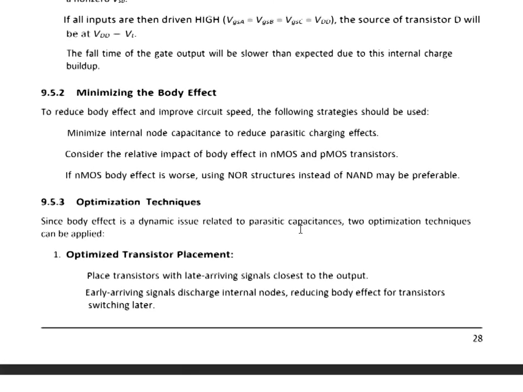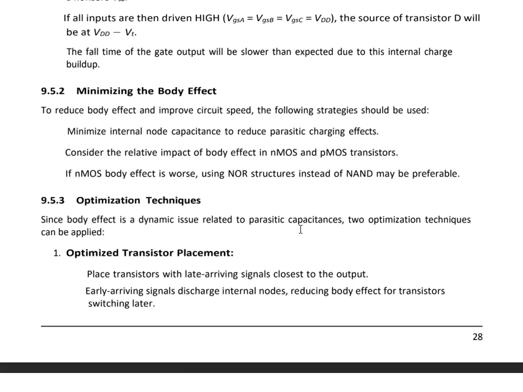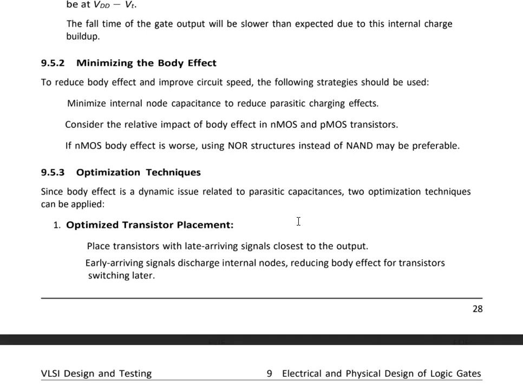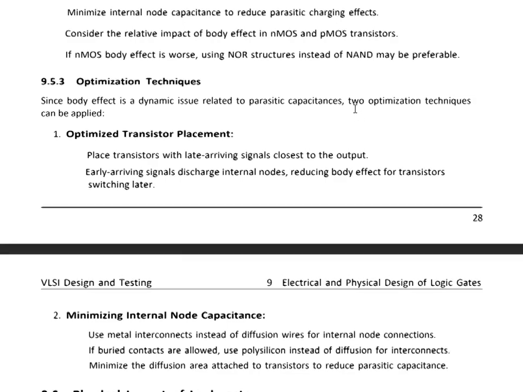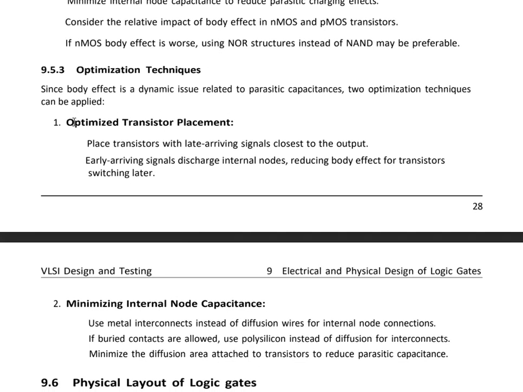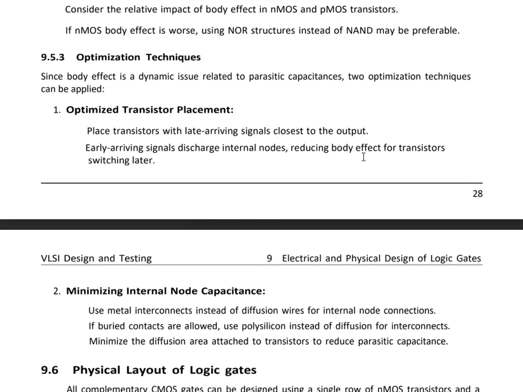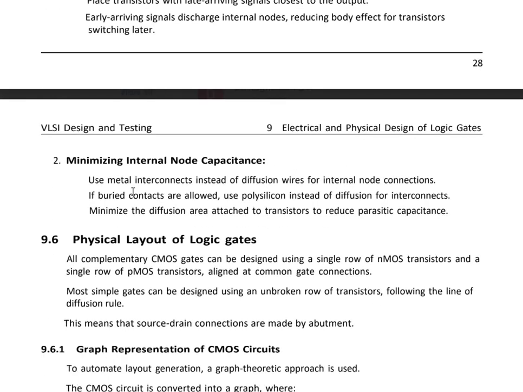So minimizing the body effect is very important, that is minimizing the internal load capacitance and also reducing the parasitic charge effect. If the NMOS body effect is worse, using NOR gates instead of NAND gates is preferable. And next is optimization techniques. In optimization techniques, we have 2 types of techniques, that is optimized transistor placement, that is place transistors with late arriving signal closest to the output, and the next one is minimizing the internal node capacitance.